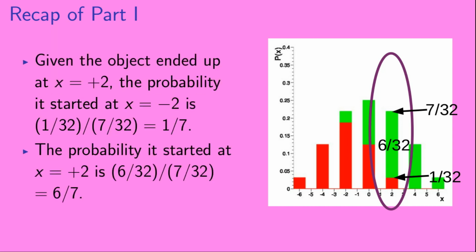Now, given the object ended up at x equals plus 2, the probability it started at x equals minus 2 is 1/32 divided by 7/32, which equals 1/7. So here we've divided the red by the red plus the green. And the probability it started at x equals plus 2 is 6/32 divided by 7/32, which equals 6/7. So that's the green divided by the sum of the red and green.